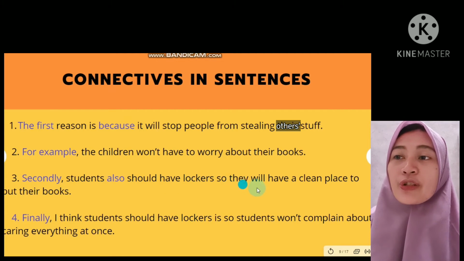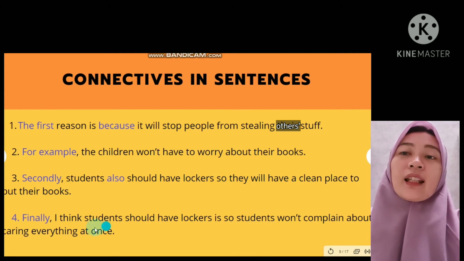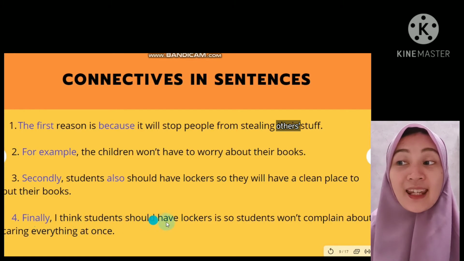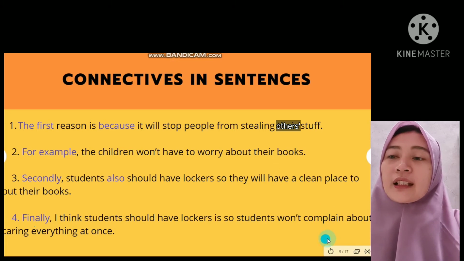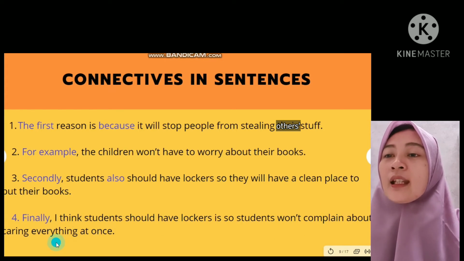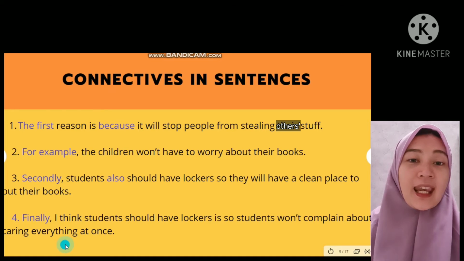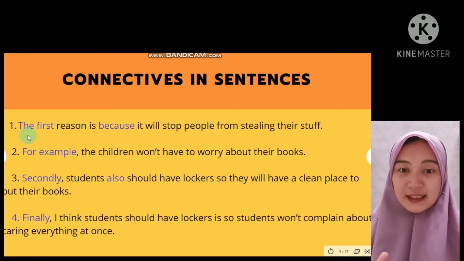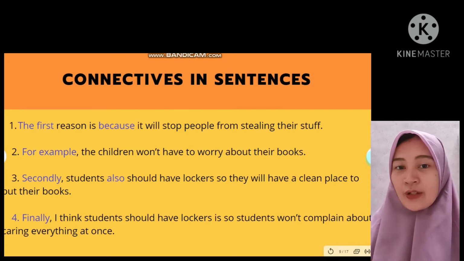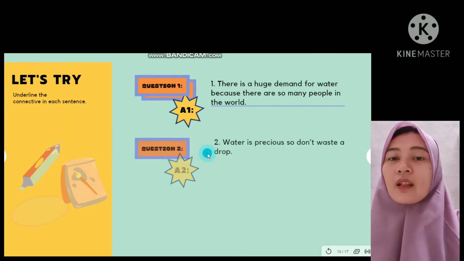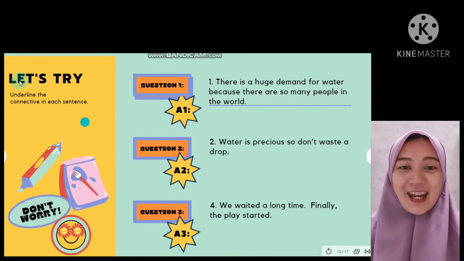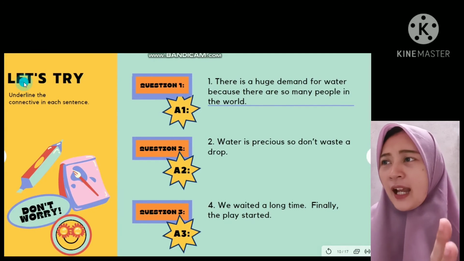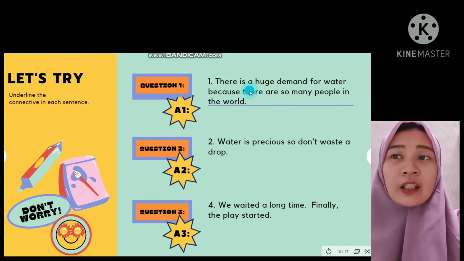Secondly, students also should have lockers so they will have a clean place to put their books. And finally, I think students should have lockers so students won't complain about carrying everything at once. So this is the example of sentences. Previously it was in a text, now in the sentences. Alright, now let's try, everyone. Please underline or find one connective in each sentence.